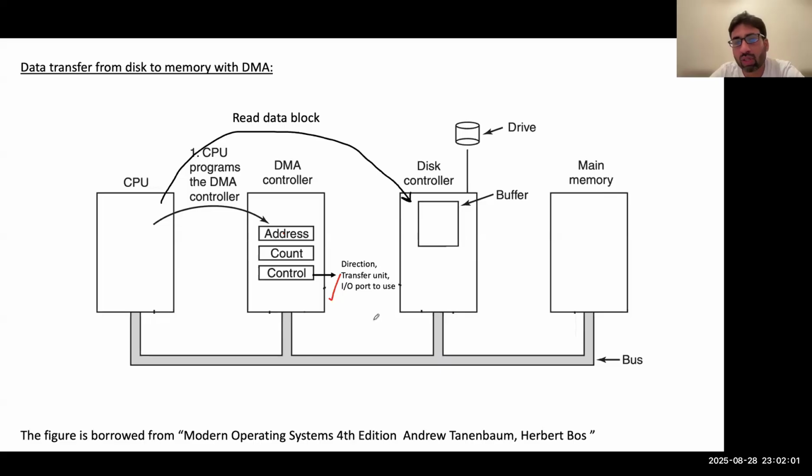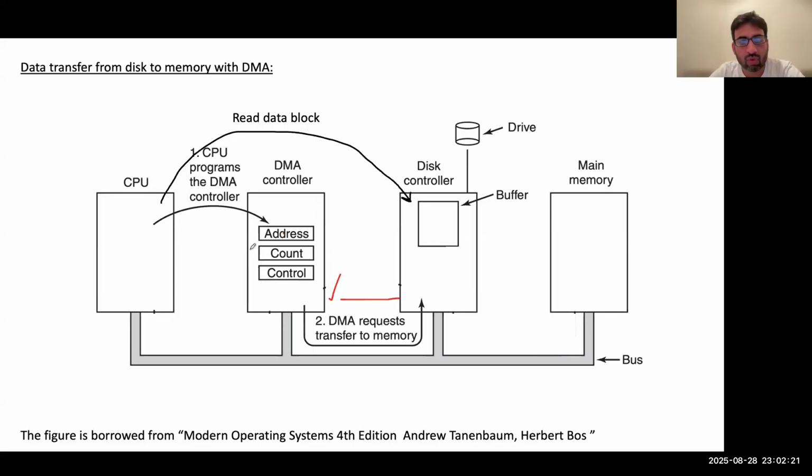Normally in modern computers, the data is transferred between the CPU and the main memory in chunks of 64 bytes. Okay. And what IO port to use, which basically means at what address your main memory chip is connected with your CPU, right? So this information is placed first in the DMA controller.